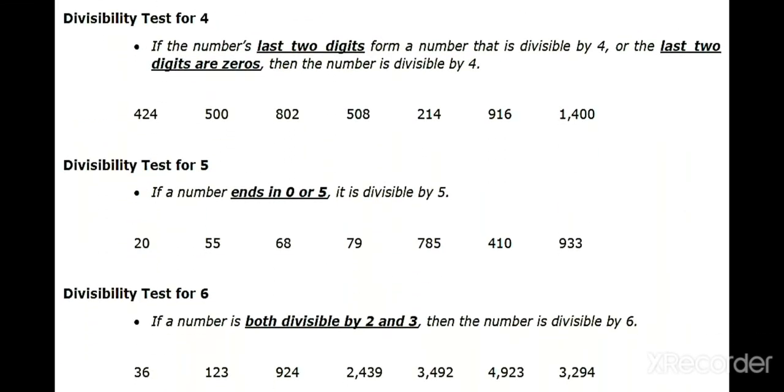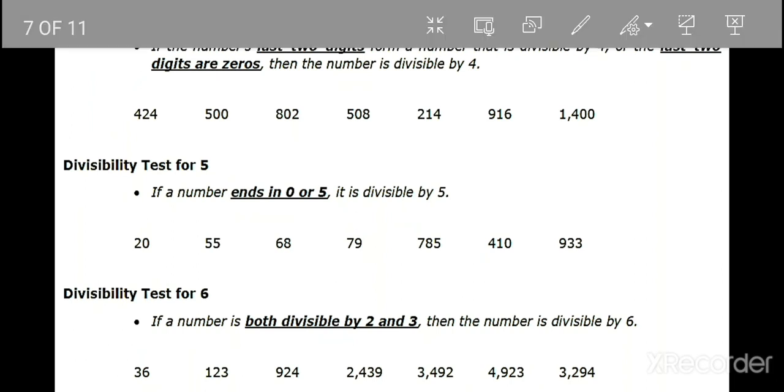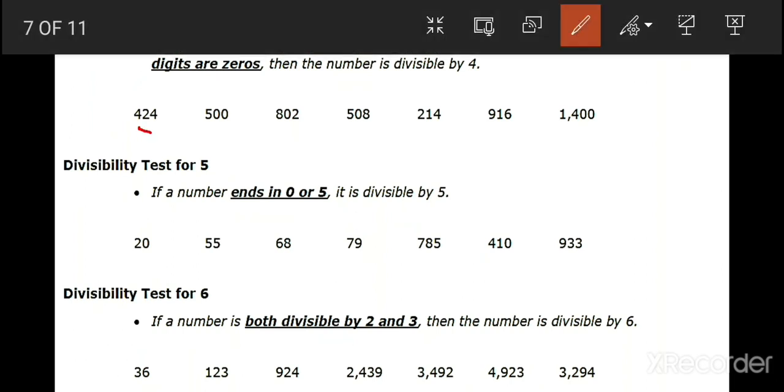Divisibility test for 4. If the number's last two digits form a number that is divisible by 4, or the last two digits are zeros, then the number is divisible by 4. Last two digits. So all we have to do is to underline all the last two digits. Here it's 24, here it's 00, here it's 0. Just the last two digits. So for 124, the last two digits we have 24. Is it divisible by 4?